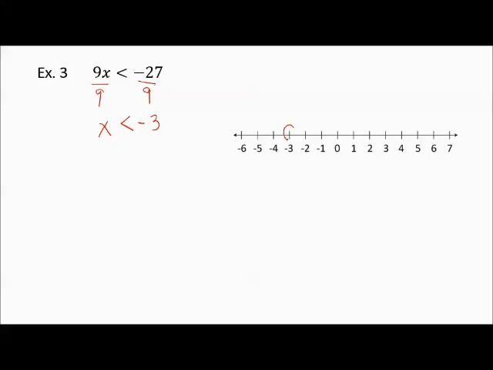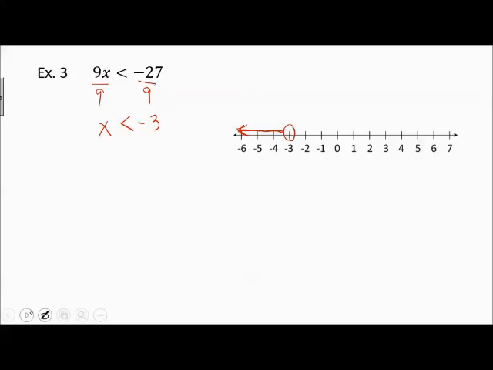That's going to be our end point, but we don't get to put a solid dot there to indicate that that's a solution. So x is less than negative 3. What are some numbers less than negative 3? Negative 4, negative 5, negative 6, anything to the left of it. So we're going to show those solutions and show an arrow to indicate it keeps going.